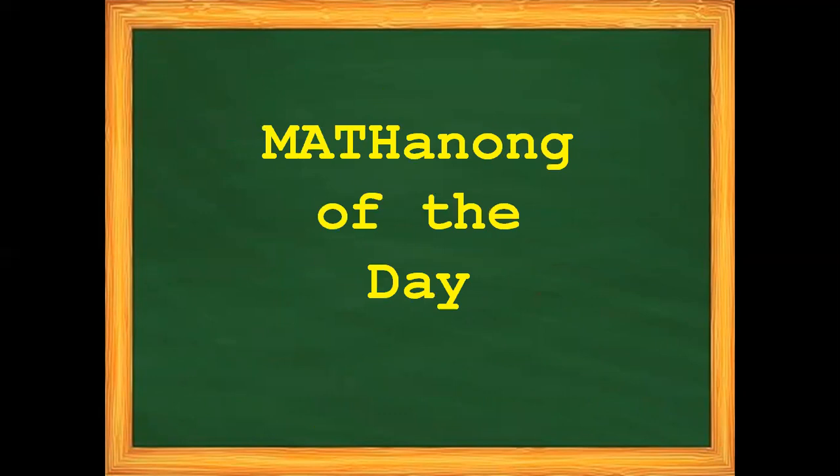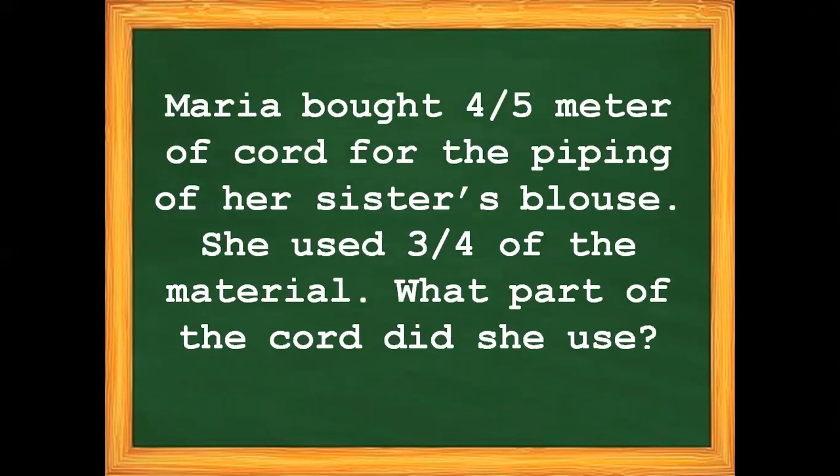Now, this is our math tanong of the day. Maria bought 4/5 meter of cord for the piping of her sister's blouse. She used 3/4 of the material. What part of the cord did she use?